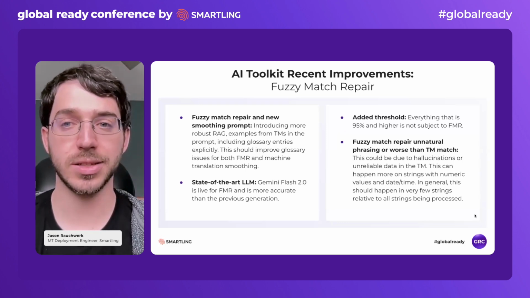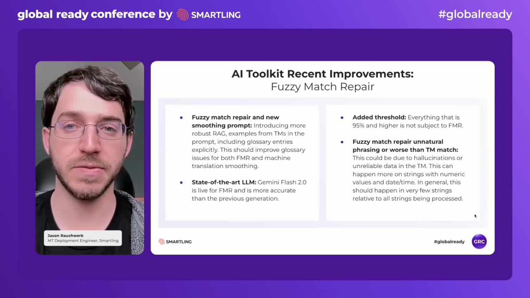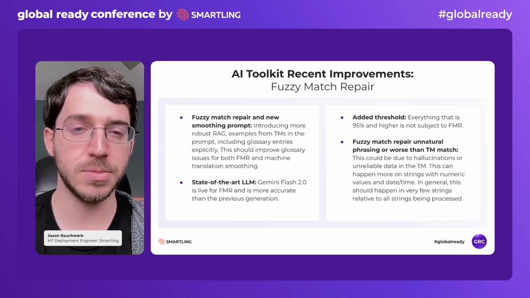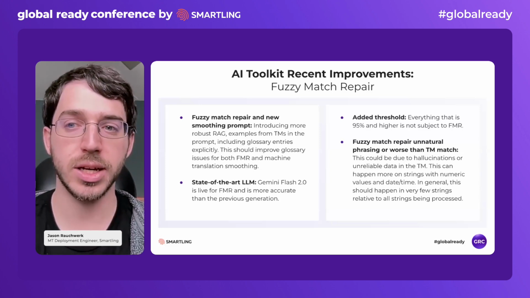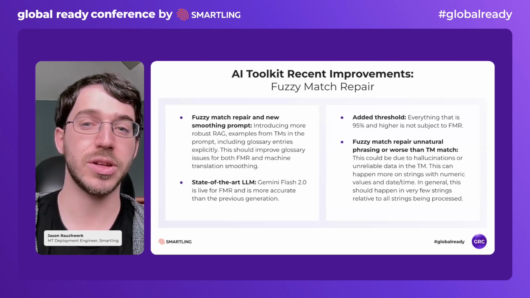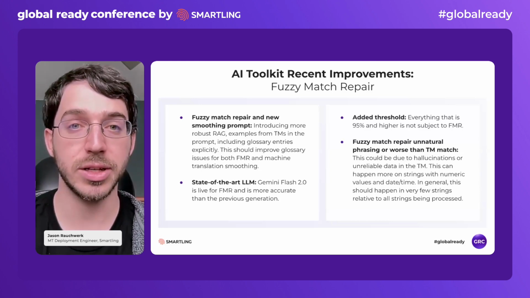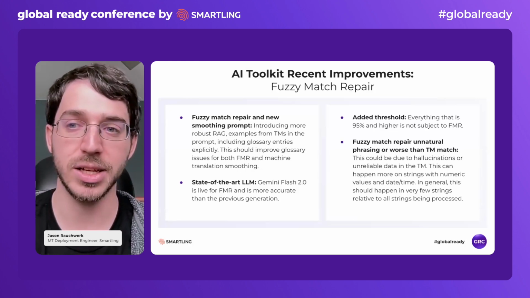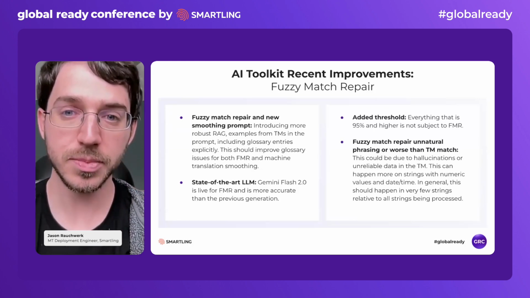So first, I'd like to discuss the performance of our recent updates to fuzzy match repair in Q1 of this year. Some of the updates to the prompt include more robust retrieval augmented generation, translation memory examples, and explicit glossary entries. We are using state-of-the-art LLMs, including Gemini Flash 2.0 for this task. We've also added a threshold to avoid damaging good, about 95% match strings.